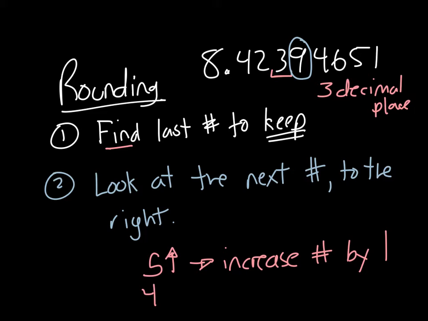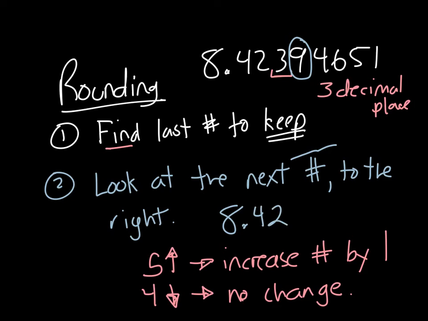If it is 4 and lower, then there's no change. No change, okay? So if I'm going to write down this answer here, which I don't think I can do very well, my answer is going to be 8.42, and then 9 tells me to turn that 3 into a 4. So there's my answer for rounding that number.